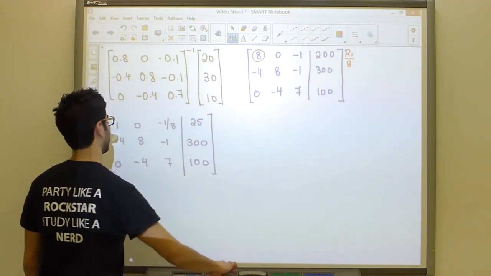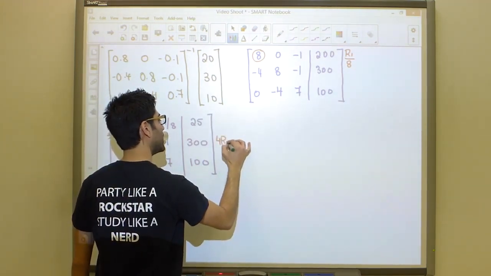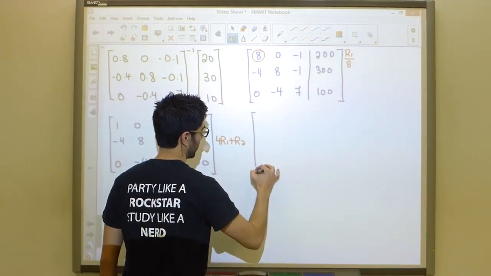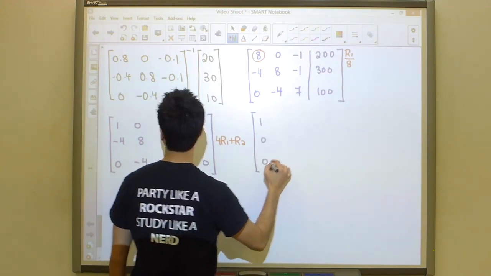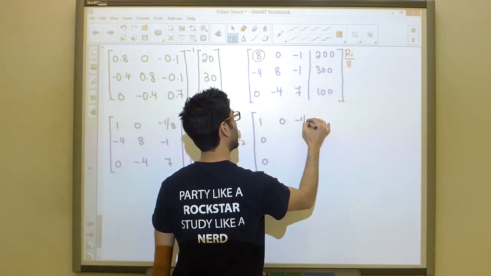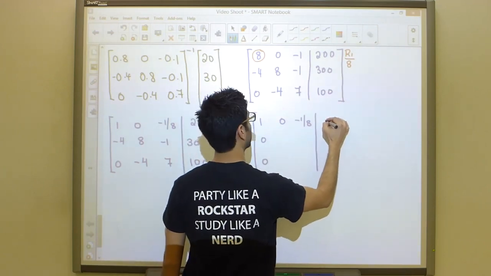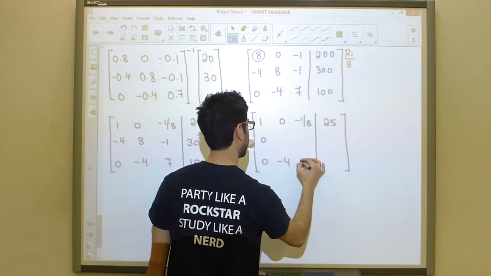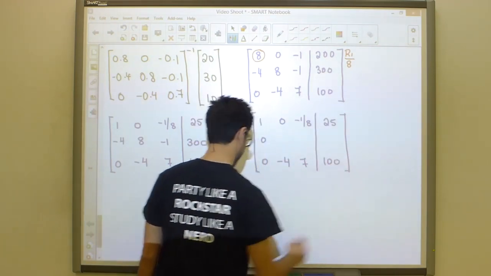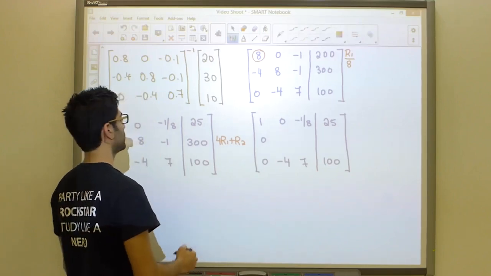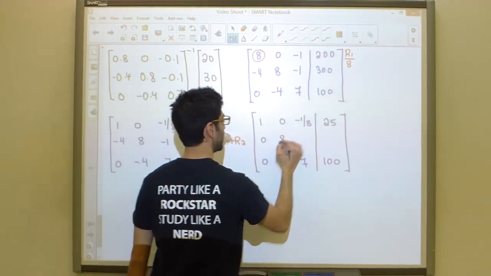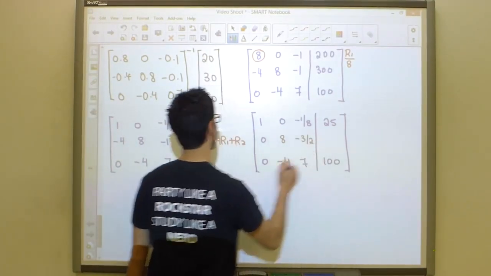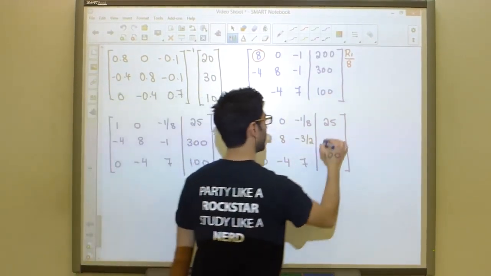This time around, we're going to make this guy into a 0. So 4 row 1 plus row 2 gives us 1, 0, 0, 0, negative 1 over 8, and 25. And also, the last row will not change. The middle row, however, will change. So 4 times this plus this is 8. This is going to be negative 3 over 2. 4 times 25 is 100, plus 300 is 400.